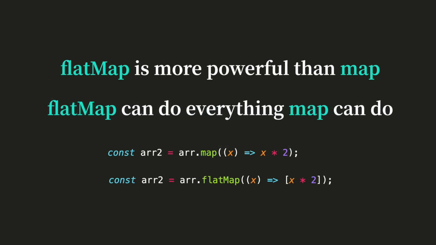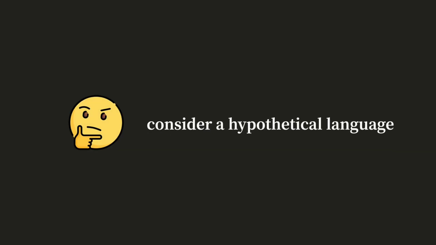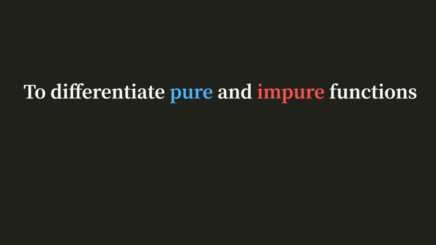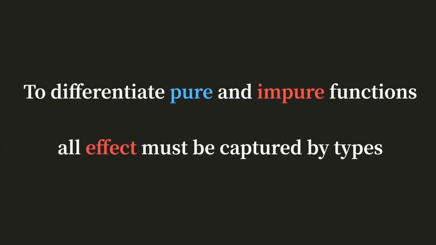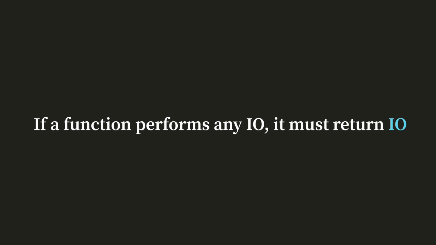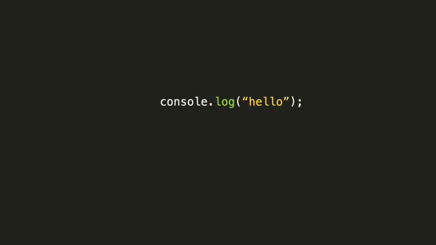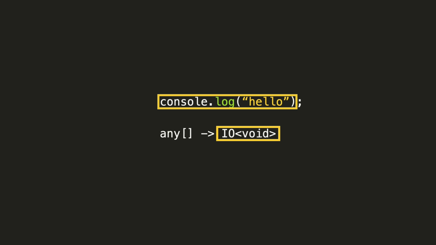Now that we understand how flatMap works, let's consider a hypothetical JavaScript-like language. In this language, in order to better differentiate between pure and impure functions, we'd like to have the restriction that all side effects must be defined in types. For example, if a function performs any IO operation, it must return an IO type. For instance, consider the type of console.log. Its input would be an array of any type, with the return type being IO void, because it performs an IO operation but returns no value.